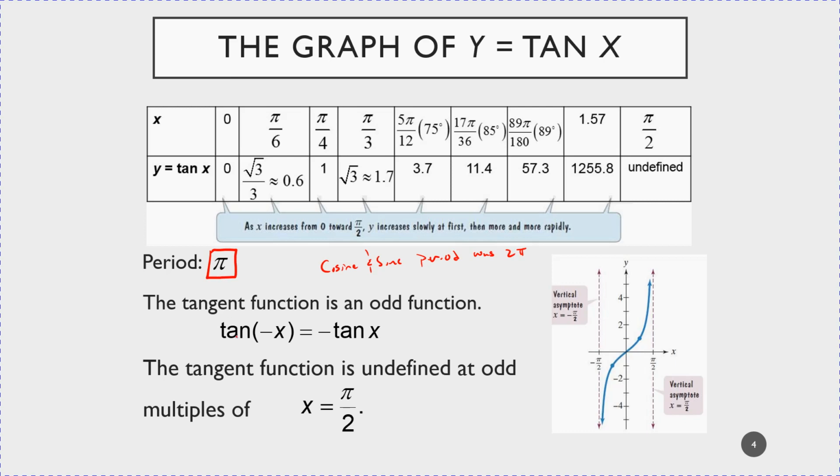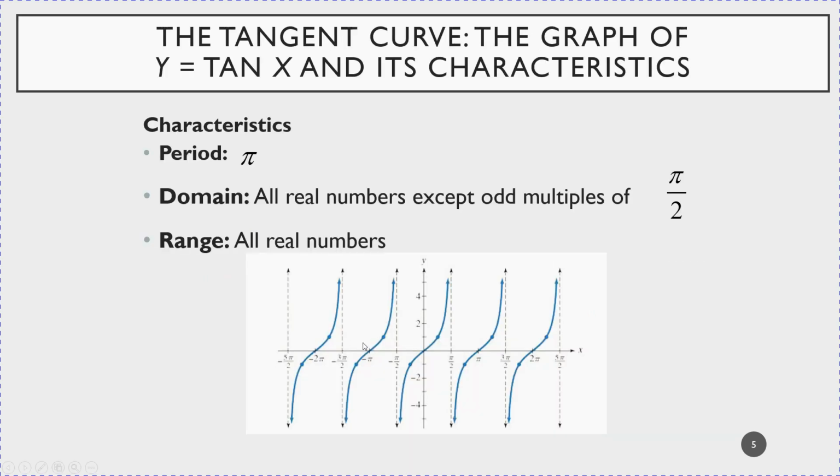The tangent function is an odd function, so if you have tangent of negative x, that's equal to negative tangent of x. And this is where you're going to have the vertical asymptotes. The tangent function is undefined at odd multiples of x equals pi over 2. So that would be pi over 2, 3 pi over 2, 5 pi over 2, 7 pi over 2, and then the corresponding negatives. Okay? And look, here's what this is going to look like repeatedly.